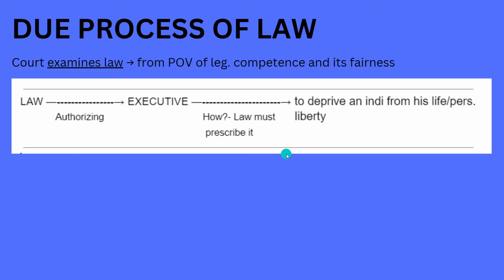So now, what are the protections we are getting under the former one? We are getting protection against only the executive and not the legislature, because in the former one we are not checking the fairness or reasonableness of the law. But in due process of law we are also checking the fairness of the law. So we are protected by the judiciary against both the executive and the legislature.